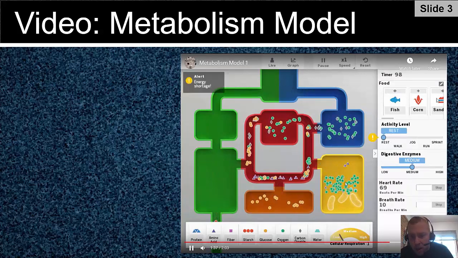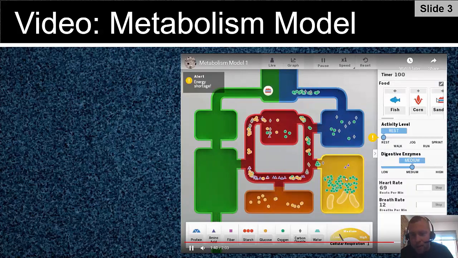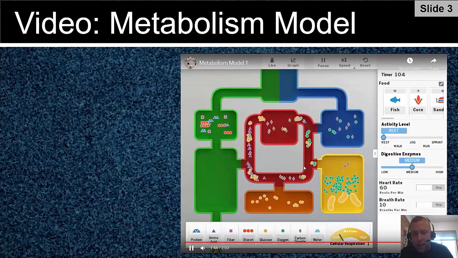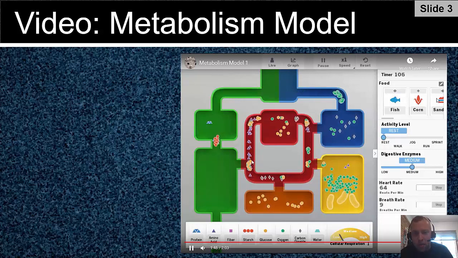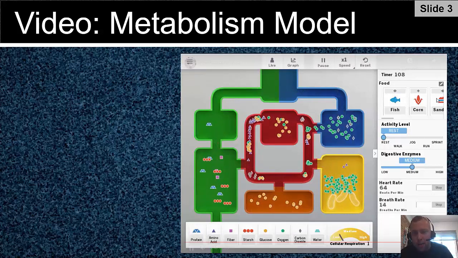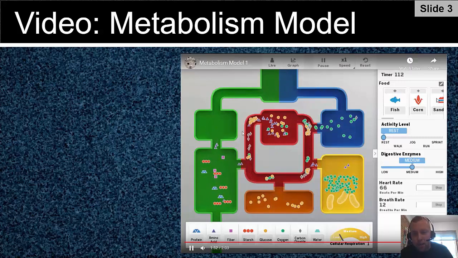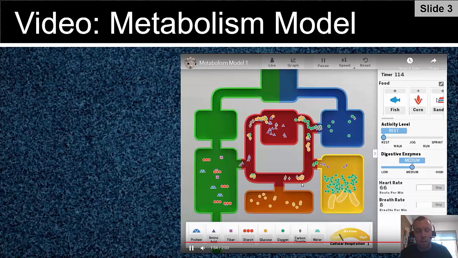Your cells have these waste products of water vapor, which often evaporates, but carbon dioxide too. And that carbon dioxide gets transported by your bloodstream back to your lungs for getting rid of from your body. So that circulatory system really is just that transfer point.